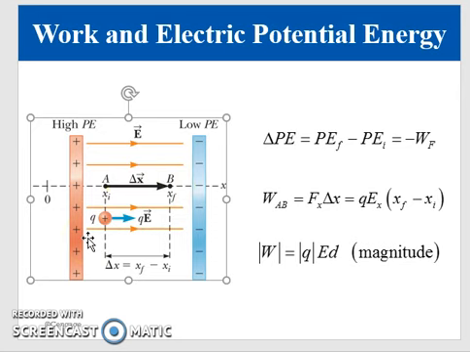Well, if you recall the definition of work, work is force times distance. And we already know what the force is. The force is the charge times the electric field, and it's going to move through this displacement delta x from x initial to x final, or from A to B. So it's going to do some work. Well, I should say the electric field is going to do some work on the charge, and it's going to do work equal to F times delta x, and F is QE. And of course, delta x is just the final position minus the initial position.